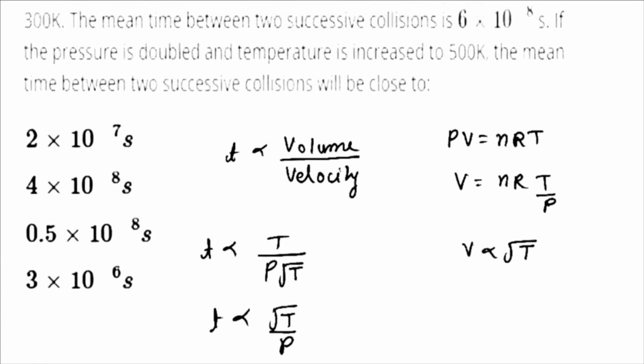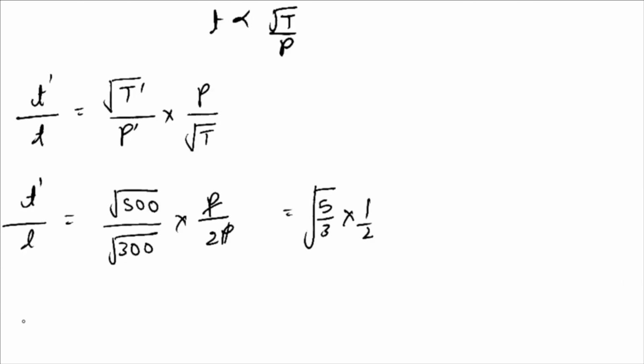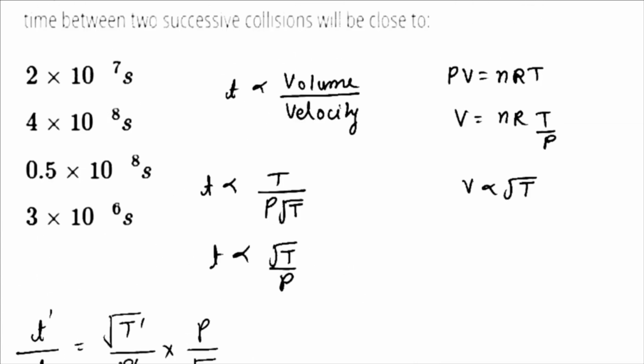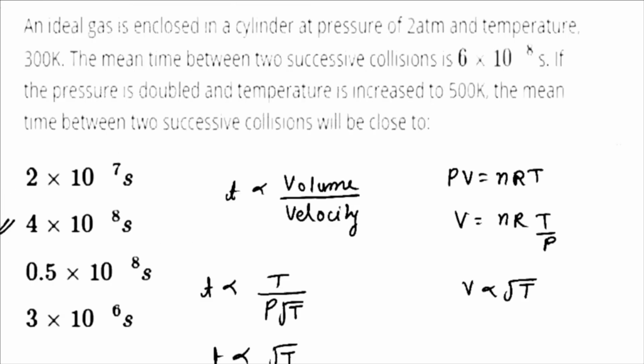So in the question it is given that the mean time between two successive collisions was earlier 6 into 10 to the power minus 8, right? So if you see here, you will write T dash equals 6 into 10 to the power minus 8, that is T, into under root 5 by 2 root 3, right? So this will be nearly equal to 3.8 into 10 to the power minus 8. So you could write this is nearly equal to 4 into 10 to the power minus 8 seconds. So you could see the options, the correct option here is B, 4 into 10 to the power minus 8 second. Thank you.